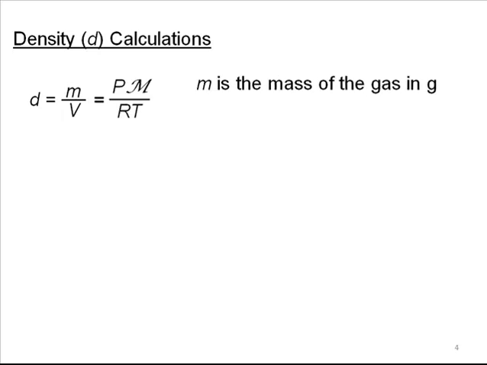Now, for density calculations, okay, density is defined as mass over volume. If we apply this into PV = nRT, the pressure times the molar mass divided by R times T gives us the density. m is the mass of the gas in grams. Funky M is the molar mass of the gas.